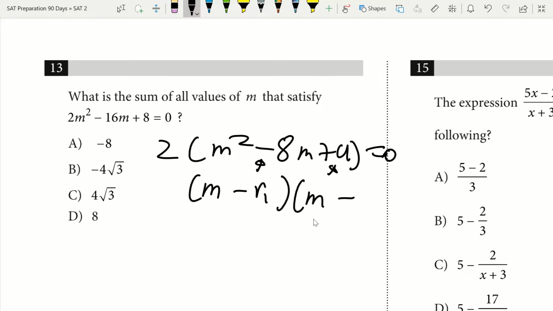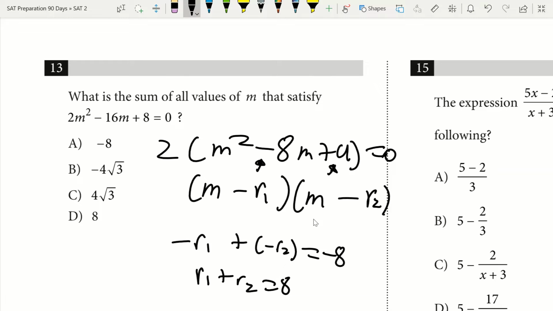So then we're going to have minus there. We'll call this one r2, whatever it is, because then that gets us this positive here, and we'll also have that negative there. So at that point, what we know is that the sum of those values, negative r1 plus negative r2, has to equal that negative 8. We can flip the sign on all of those, and that gives us r1 plus r2 has to equal positive 8. So our answer there is going to be D for number 13.